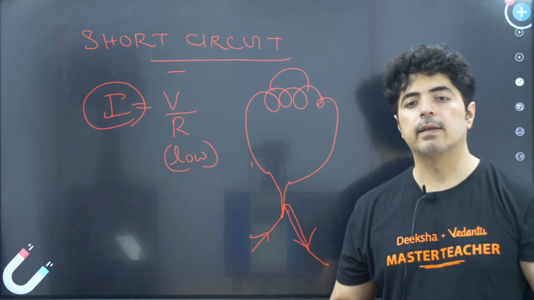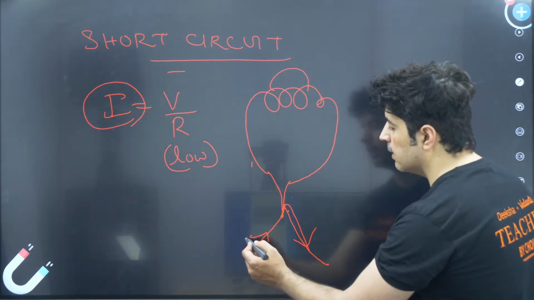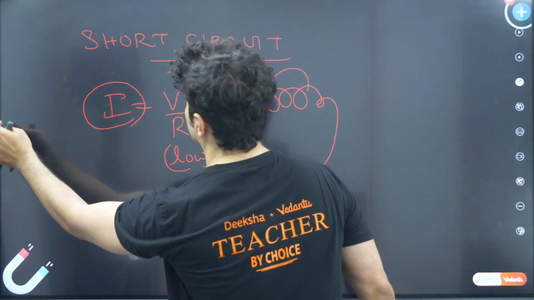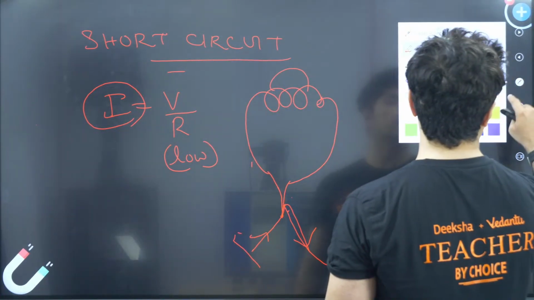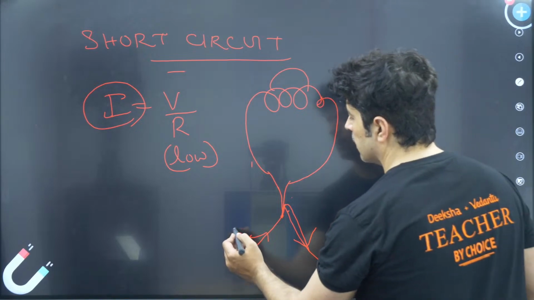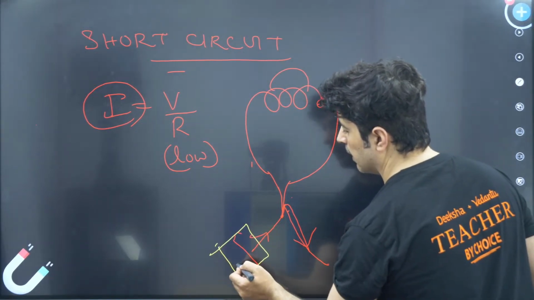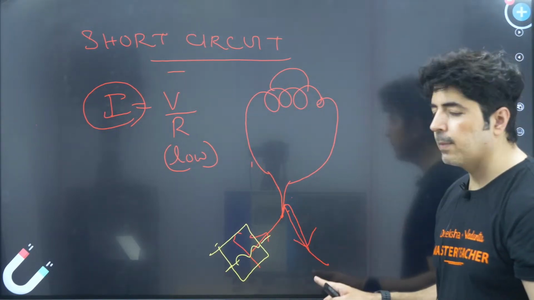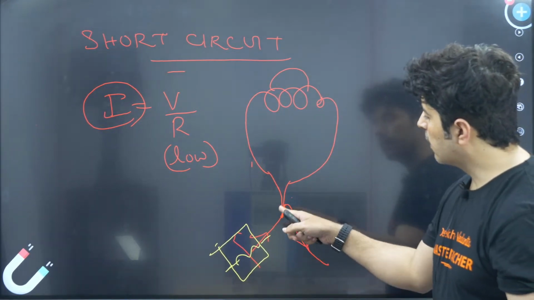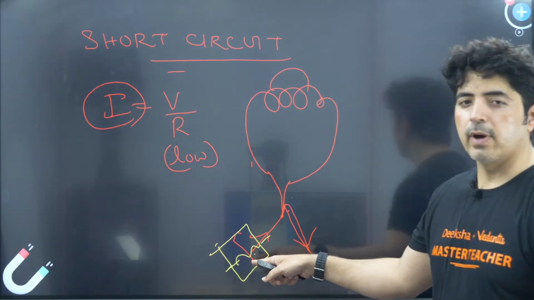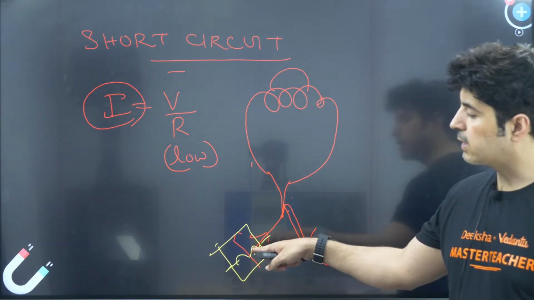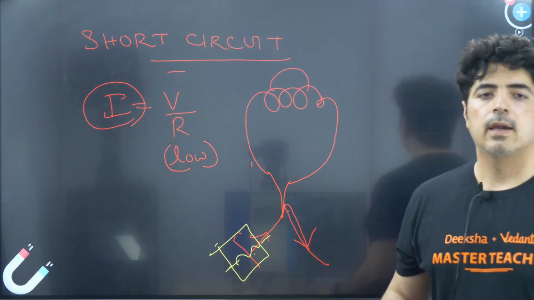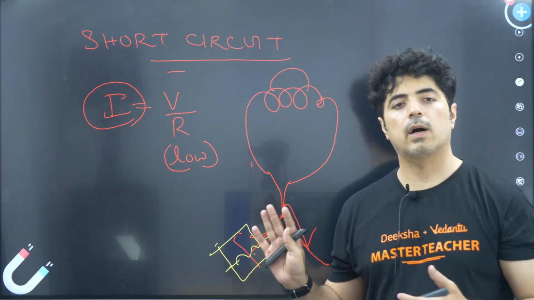And how is it prevented? It is also prevented using a fuse. So what do we do? We put a fuse over here, again in the wire, so it serves the same purpose. As soon as there is a high demand of current over there, because of this low resistance, the fuse wire melts, the connection breaks, there is no more current in the circuit, and we save ourselves from harm. This is how it works.